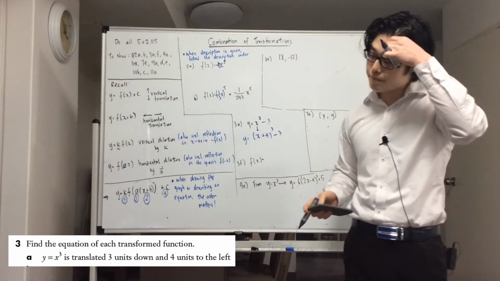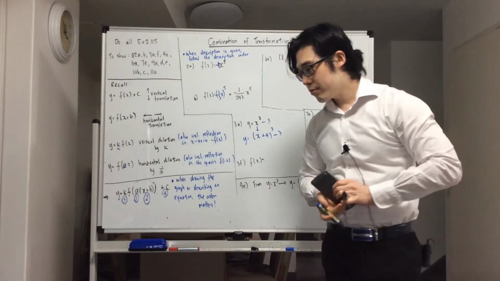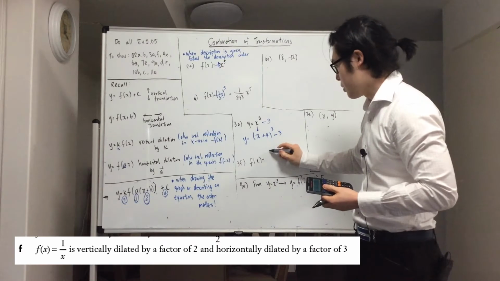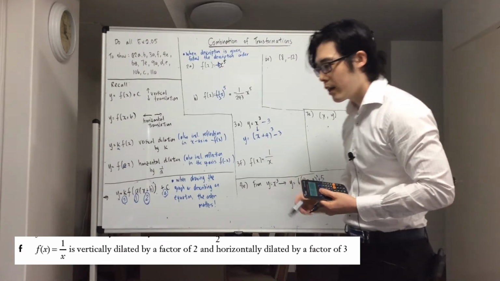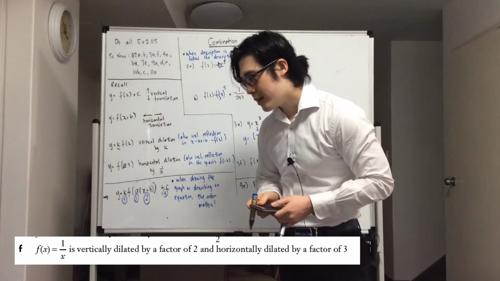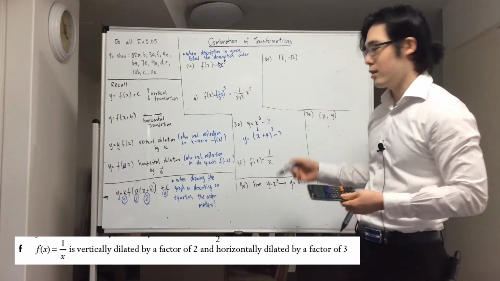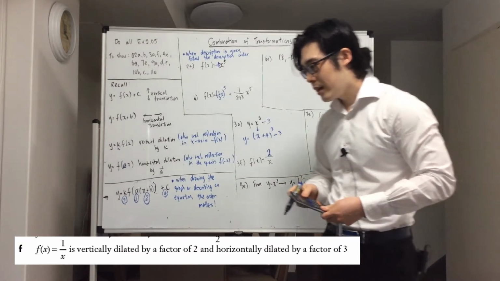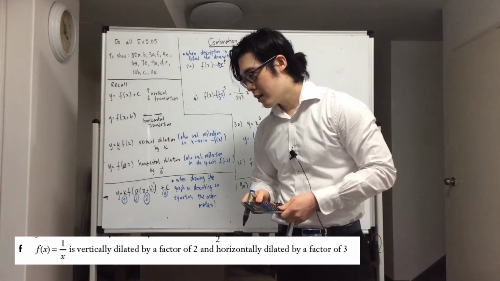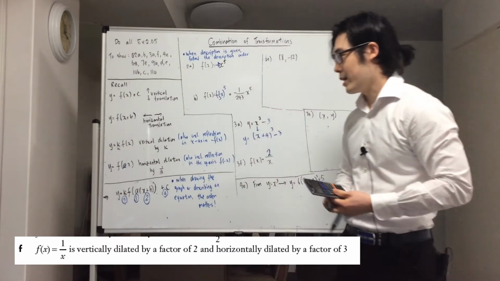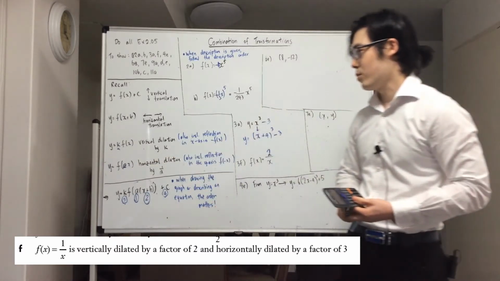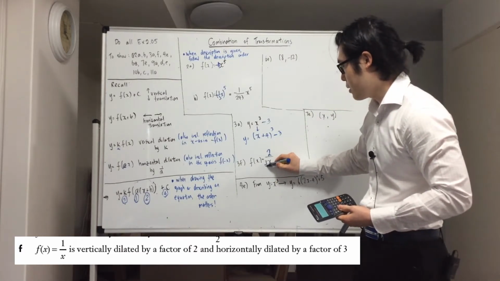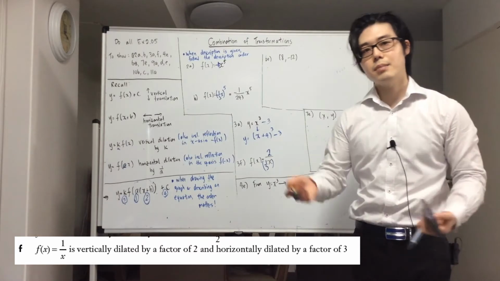Okay, nice and simple. Question 3f, we've got f of x is equal to 1 over x. So I'll just write that down first. And then vertically dilated by a factor of 2 means you're just multiplying by 2. So that's the same thing as putting 2 on top. And then horizontally dilated by a factor of 3 means, remember once again, you're putting the number next to the x. If it's by a factor of 3, that means you're going to put 1 over 3 at the bottom next to the x. Simplify that.